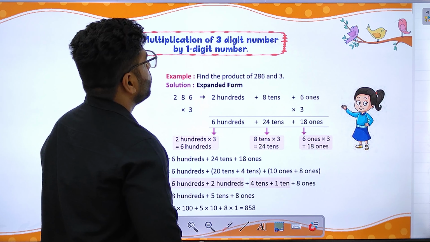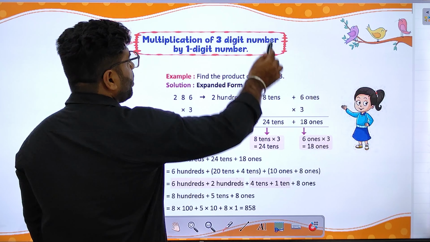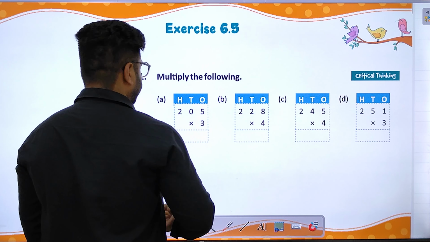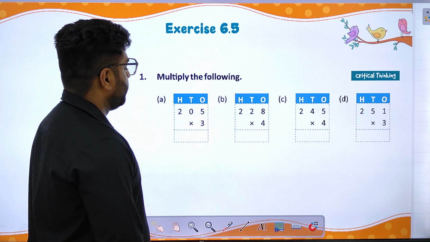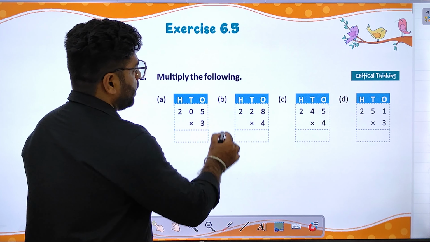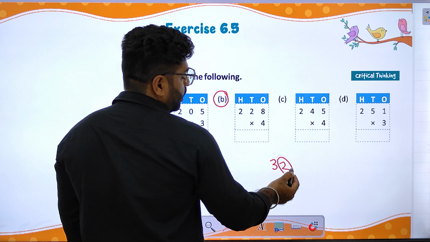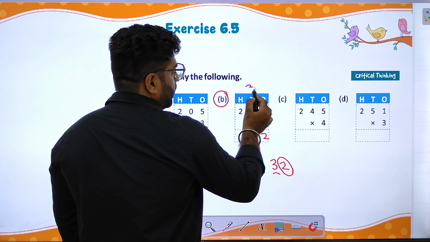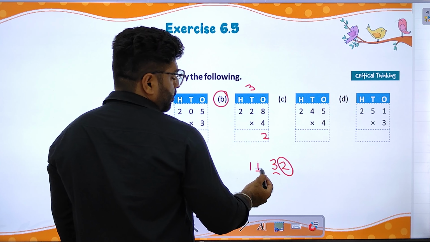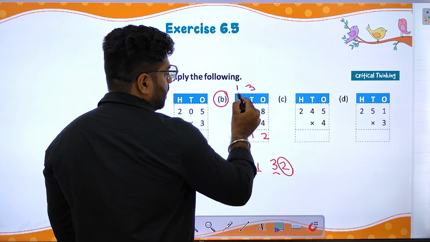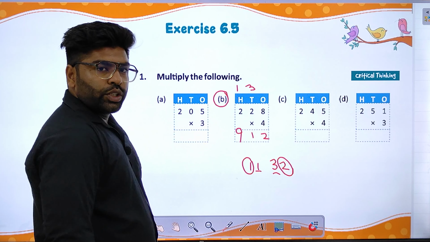Then here we are having multiplication of 3-digit number by 1-digit number. The same way we will multiply. Okay, come to question number 1, multiply the following. Here we are having 4 part. Let's pick B part. Here we are having 8 4s are 32. So we will write 2 here and 3 will be carried to the next place. 4 2s are 8, 9, 10, 11. Again 11. 1 should be placed here and 1 should be carried forward. Now we are having 4 2s are 8 plus 1. This is 9. This is 912. Clear?